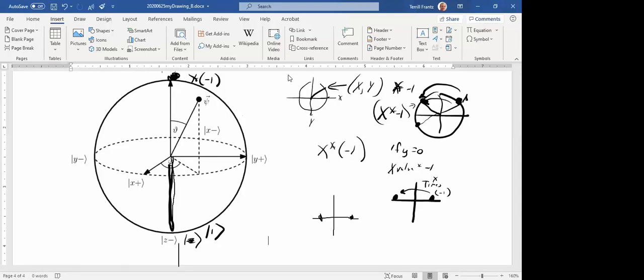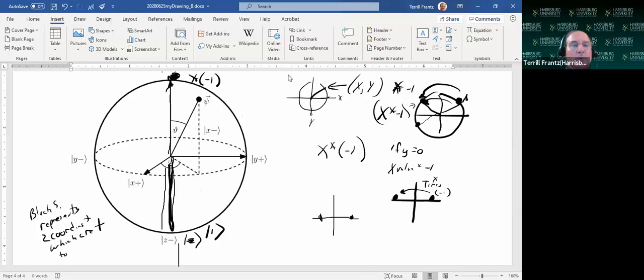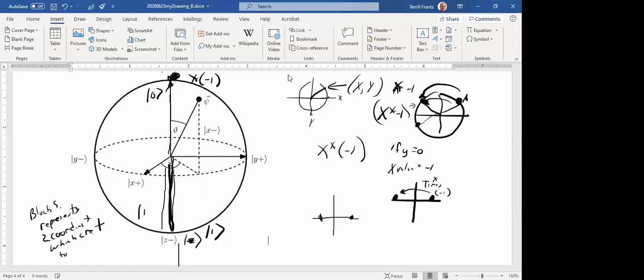That's because the Bloch sphere represents two coordinates that are perpendicular to each other, ket 0 and ket 1, going in opposite directions from each other. Ket 0 is going up in the north direction and ket 1 is going down south. This is completely different to what I'm used to, and I'm sure most of you are used to, in the XY plane, where they're perpendicular to each other. I'm drawing the little right angle symbol over there.